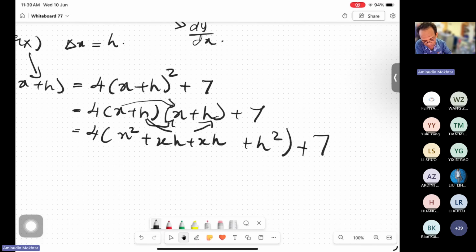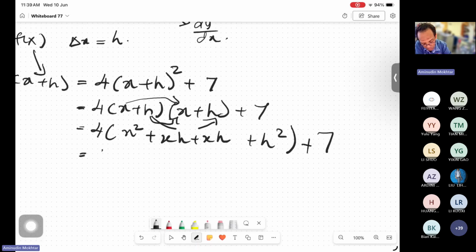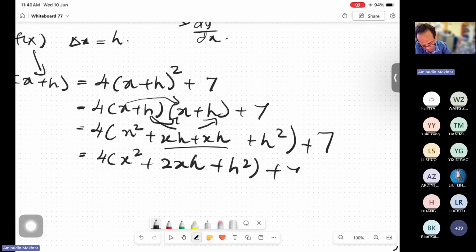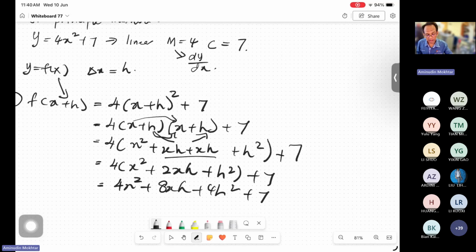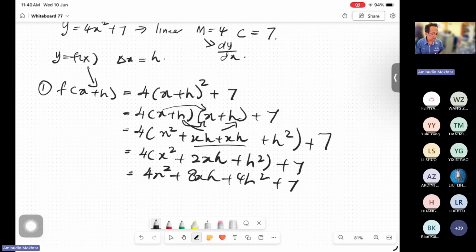Okay, now we can simplify this. This is equal to 4 times (x squared plus xh plus xh, which is 2xh, plus h squared) plus 7. So this is equal to 4x squared plus 4 times 2xh, 8xh, plus 4h squared plus 7. Okay, that is the first step. The changes in x, we just put the changes in x in the equation. If you have any question, you can ask me anytime.